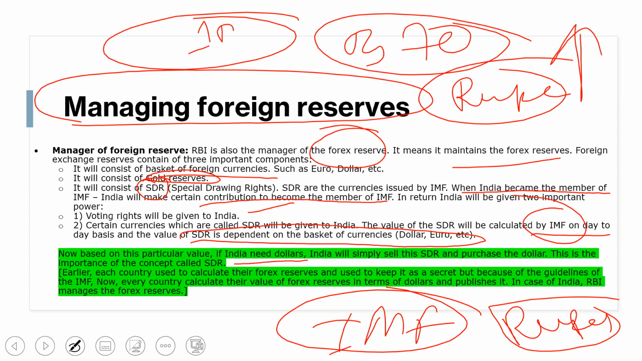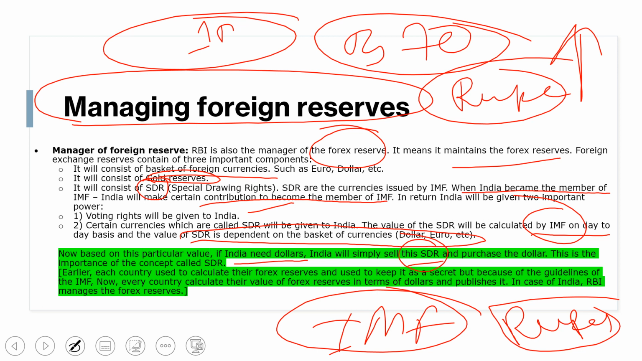Now, based on that value, suppose today India has a shortage of dollars, so India will buy dollars. What will they exchange? Not Indian currency, they will exchange SDR. This is the important concept called SDR: in place of Indian rupees, you buy dollars by selling SDR currency. This will help avoid a shortfall of Indian currency in the market.